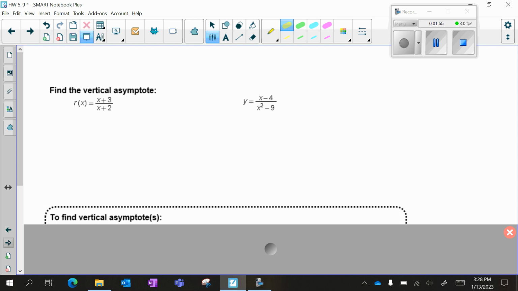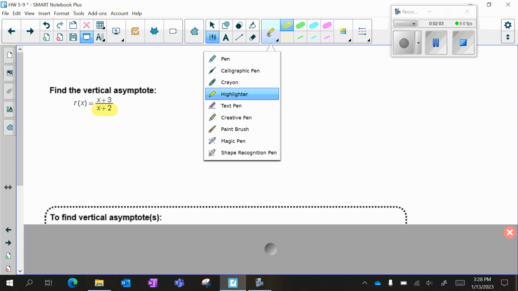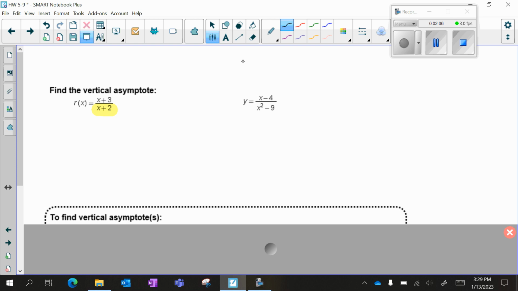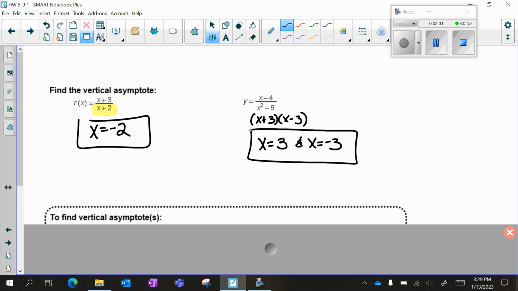Our vertical asymptote here, although I may not know a stretch or a shrink or a reflection or a shift up and down, I do know that my denominator is going to be x equals -2 for my vertical asymptote. For the next one, I have a binomial, but it's a squared binomial or a quadratic, which means I would need to factor this into x plus 3, x minus 3. And I would have 2 vertical asymptotes, one at x equals 3 and one at x equals -3. So yes, in a rational function, you can now have more than one vertical asymptote.